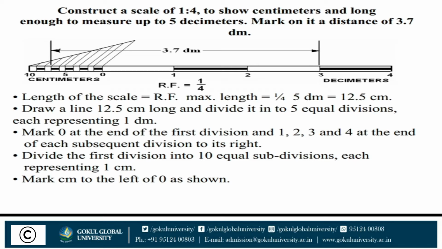and divide it into 5 equal divisions, each representing 1 decimeter. Mark 0 at the end of the first division and 1, 2, 3, 4 at the end of each subsequent division to its right side. Divide the first division into 10 equal subdivisions, each representing 1 centimeter. Mark centimeters to the left of 0.